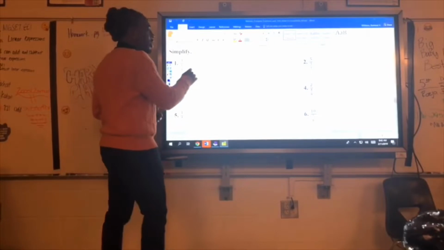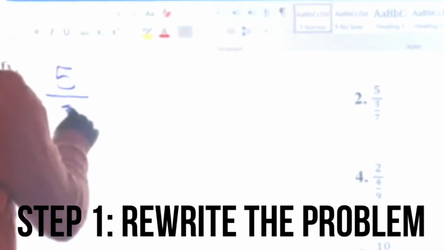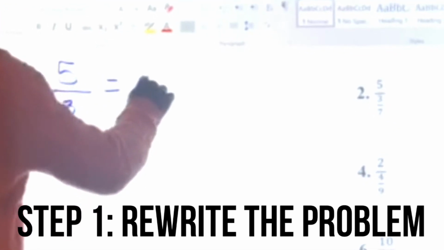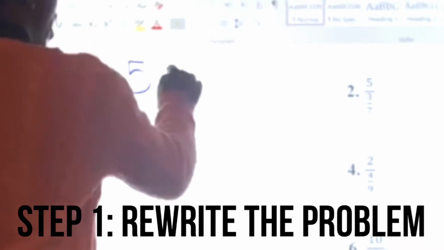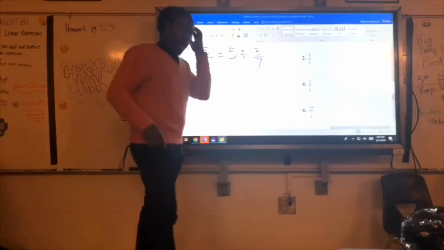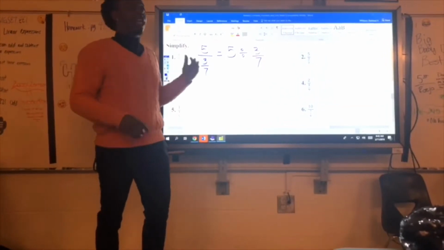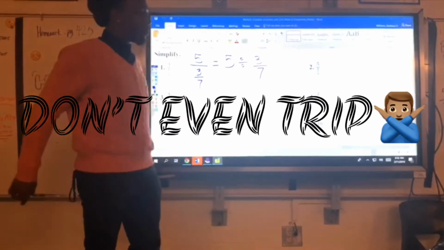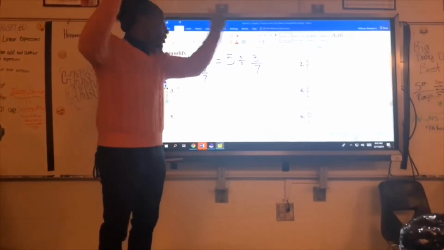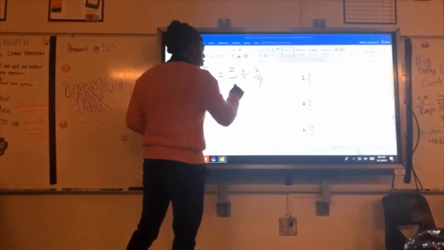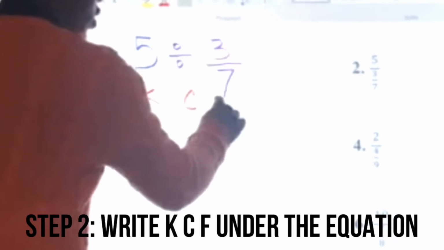So what I will first do is rewrite the problem, 5 divided by 3/7. Then I will rewrite it again as a regular division problem, 5 divided by 3/7. Now, I know when we're working with complex fractions, they are complex, but it's all cool. Don't even trip. The only thing we have to use is keep, change, flip. All right, so what I'm going to do is use keep, change, flip.